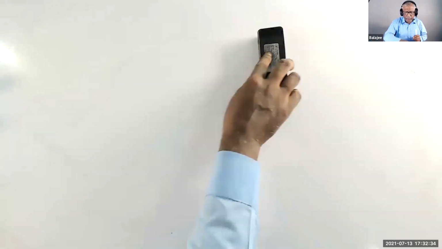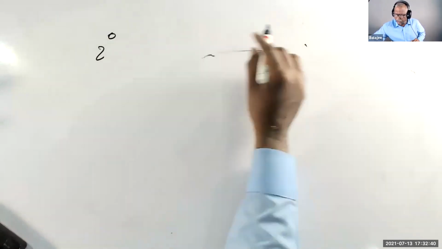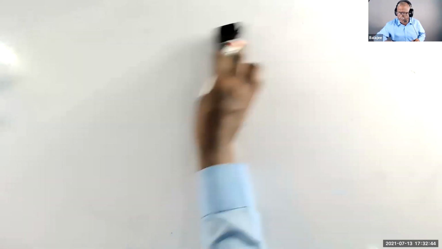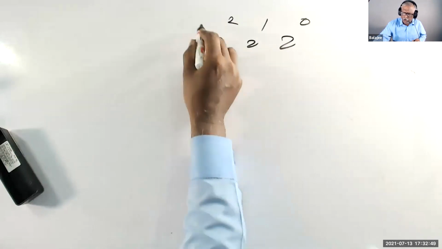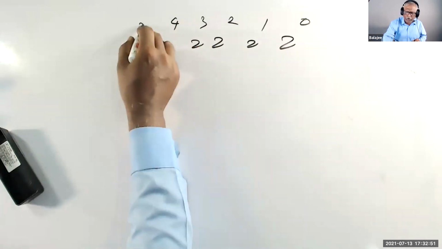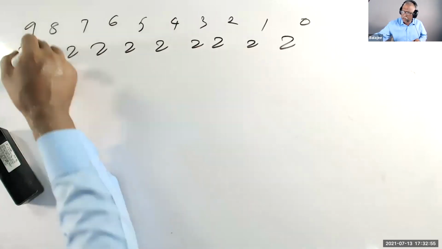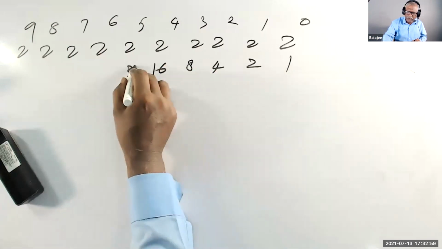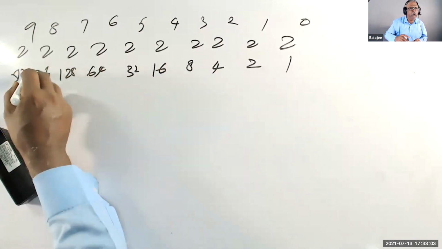What do you have to know? You just have to remember 2 power 0 to 2 power 9. I write this way: 2 power 0, 2 power 1, 2 square, 2 cube, 2 power 4, 2 power 5, 2 power 6, 2 power 7, 2 power 8, 2 power 9. That is 1, 2, 4, 8, 16, 32, 64, 128, 256, 512. That's all. You remember this.